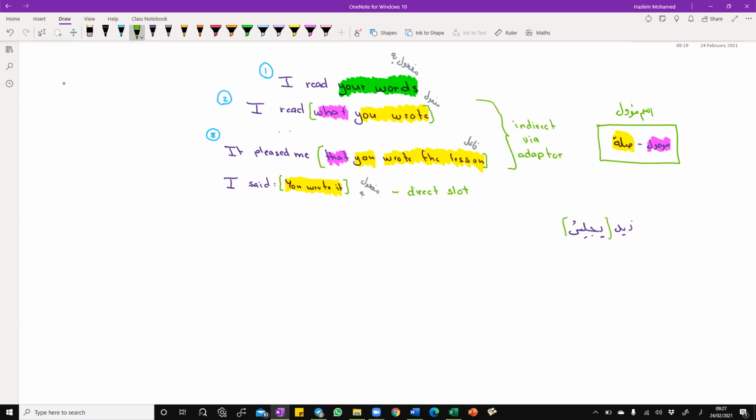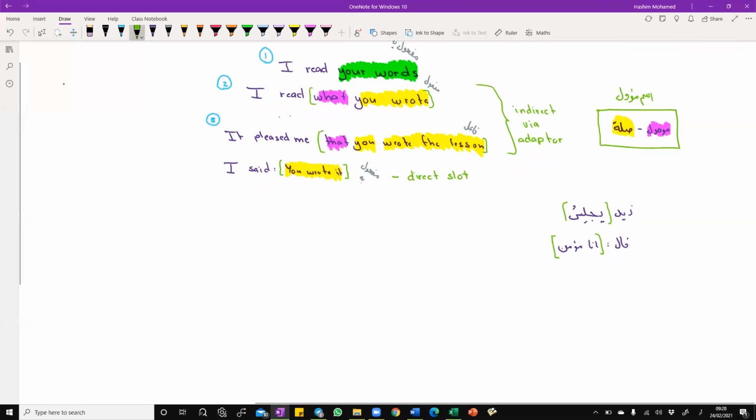Another example, when you have a maf'ul bihi and the verb is qala, he said, ana mu'min. No additions, no mausul needed to make a sentence become a sila directly, no need for any additions. You following?